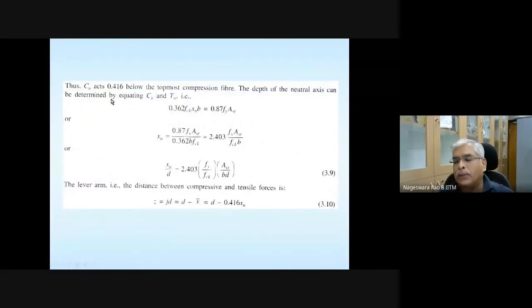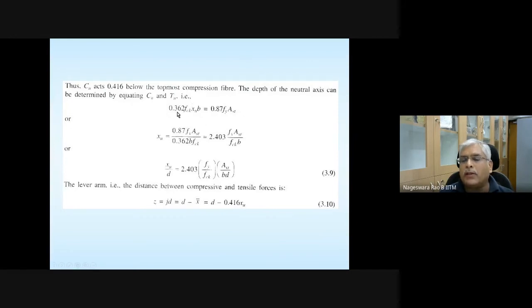Here we are going to equate the total compressive force to the total tensile force. This is based on equilibrium; otherwise the section is not going to be in equilibrium. Just now we found the resultant compressive force: 0.36 fck xu times the width of the section, and the total tensile force is the stress in steel, 0.87 fy, times the area of steel. Please take a note of this equation.